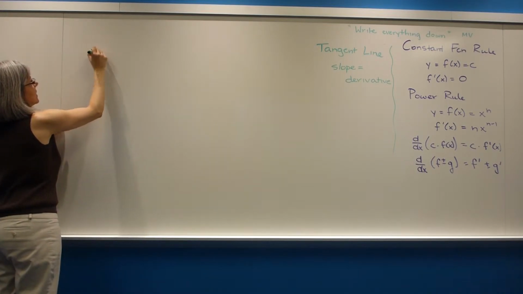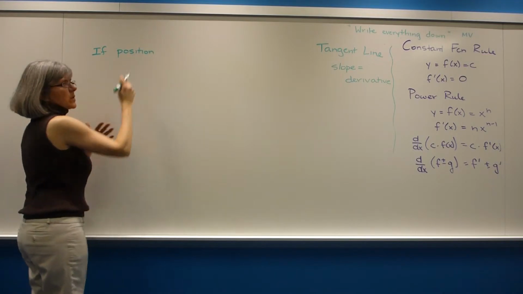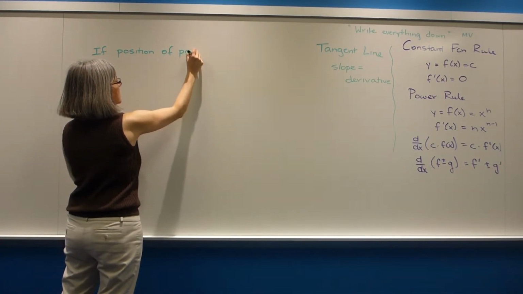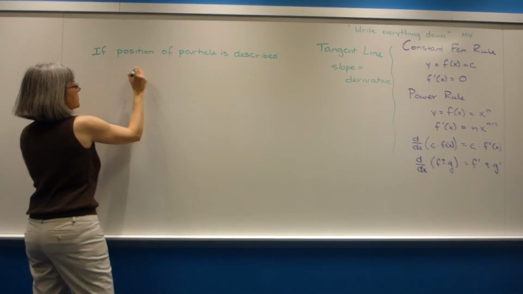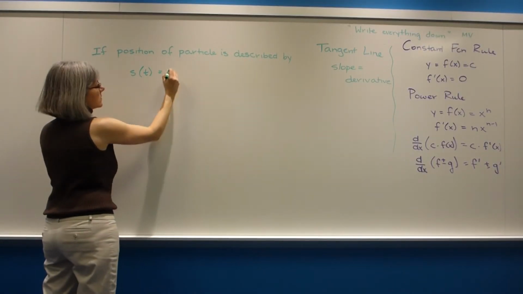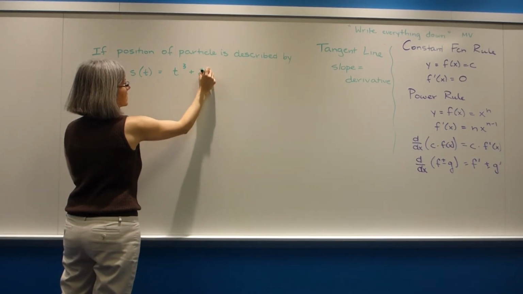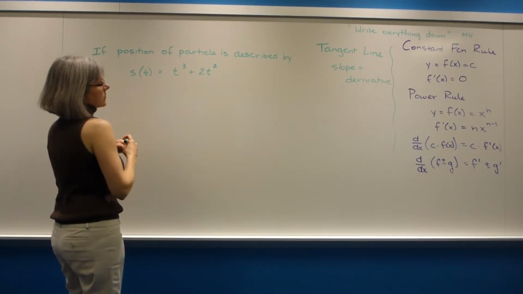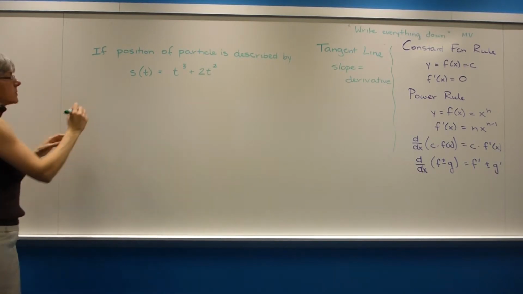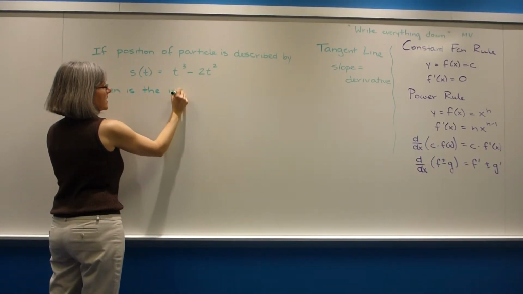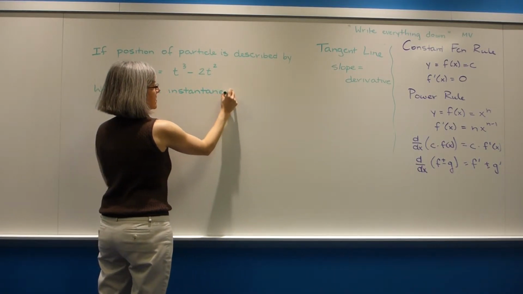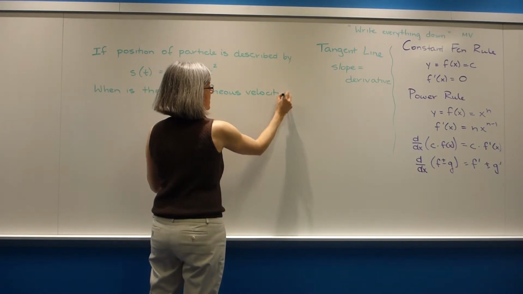Right here, I'm going to combine a little bit into work problems. I'm going to say, if the position of a particle, position of anything, particle, car, whatever, is described this way, when is the instantaneous velocity or instantaneous speed 0?